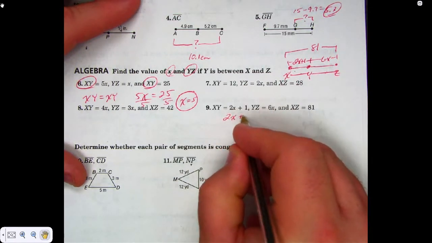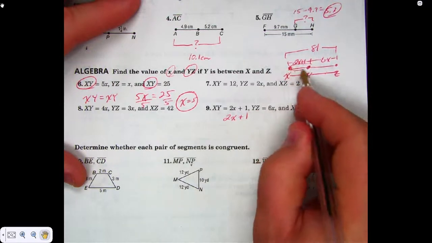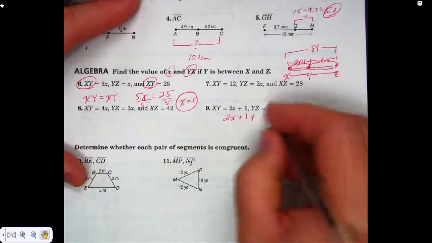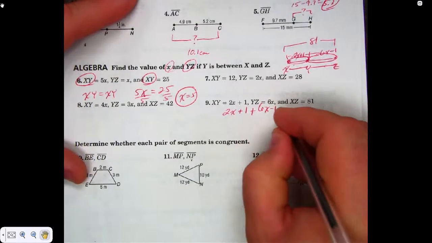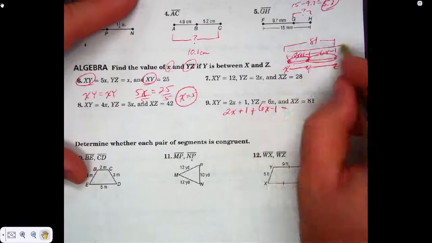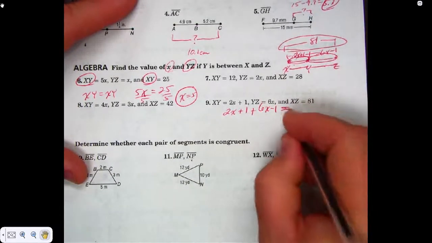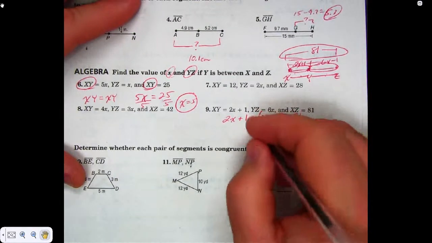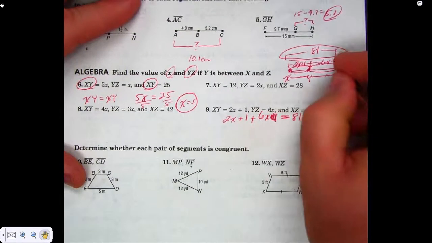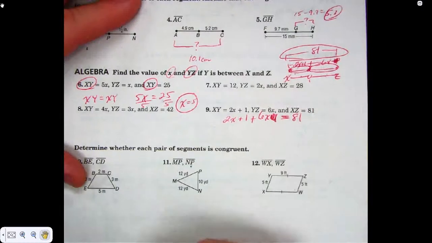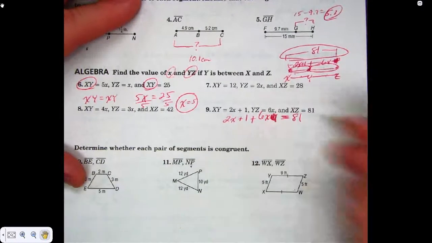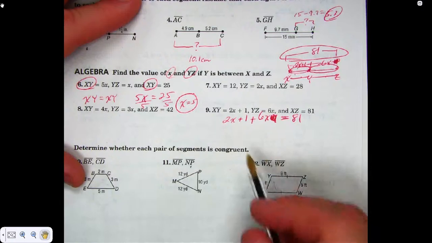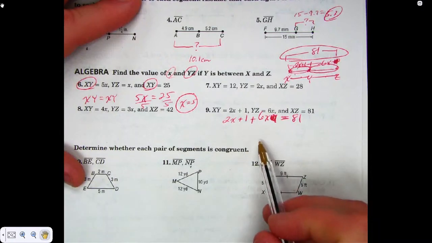2x plus 1. That's from here to here, right? Plus, what's this? 6x minus 1. All of that is equal to the whole thing, which is what? Oh, I'm sorry. No, minus 1. Good job. Okay, 6x. I'm not really sure where I got that from. Everybody understand?